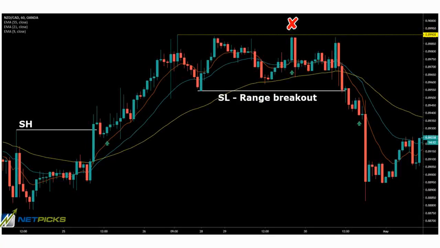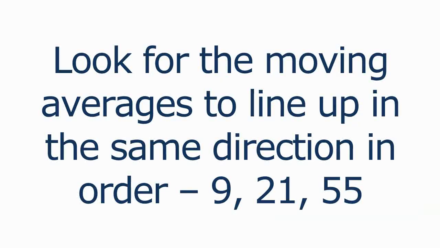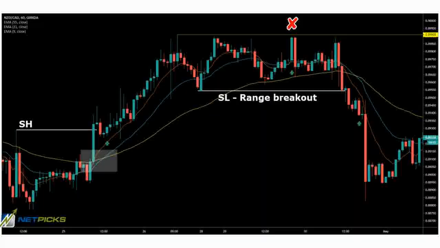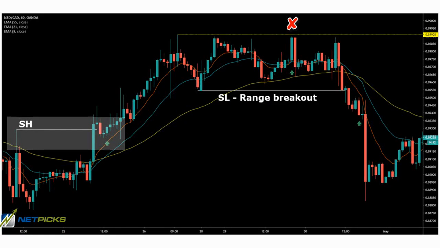So let's look at a buy setup. This is a 1 hour price chart of a Forex pair, and it doesn't matter what instrument we're using. We can look for the moving averages to line up in the same direction in order: the 9, 21, and the 55. Once that final cross takes place, in this case the 21 crossing the 55, we look left for a swing high. If that swing high has been taken out, we can enter the trade on the close of the candlestick, and you can see it in the green arrow.